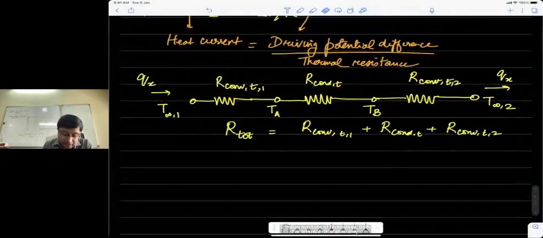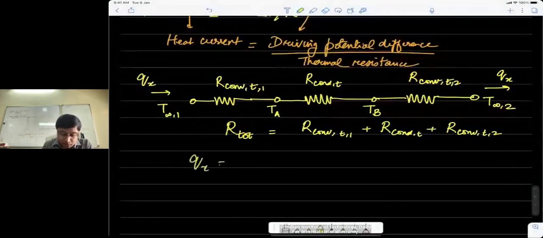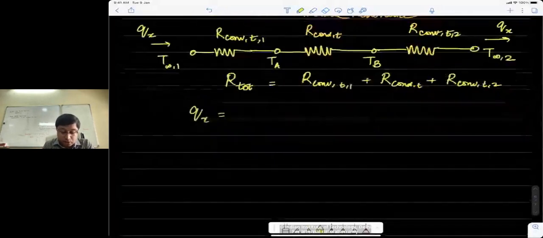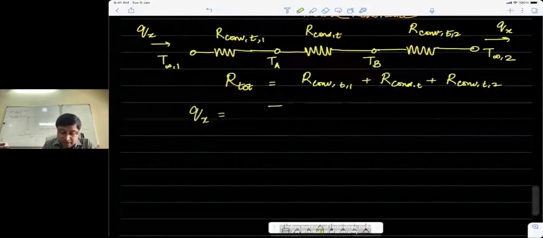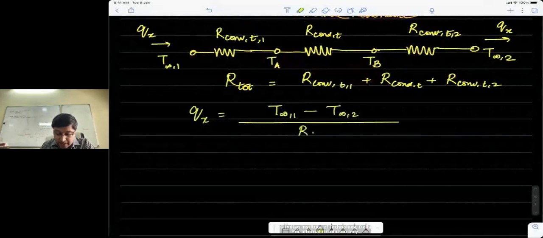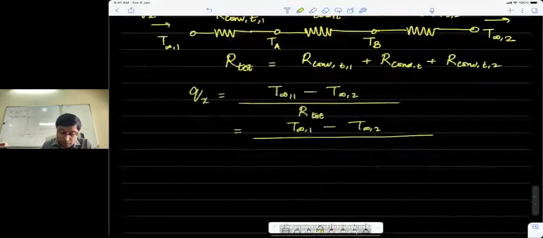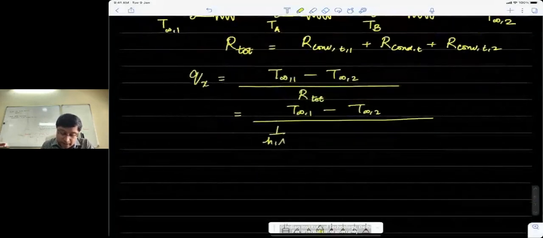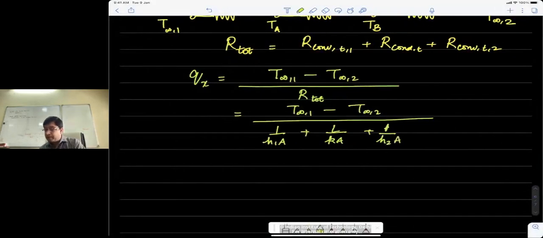So we can say that the heat current Q_x would be the total potential difference divided by the total resistance. So what is the total potential difference? That is T_infinity1 minus T_infinity2, divided by the total resistance, which I'm calling R_total. R_total would be 1 by h1A plus L by kA plus 1 by h2A.